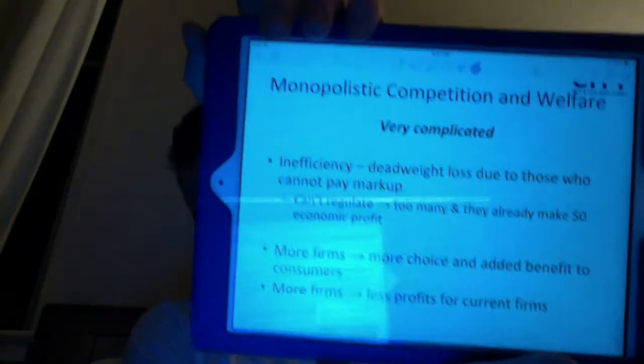Okay, so let's talk about welfare now. Monopoly and perfect competition are a little simpler than monopolistic competition and oligopoly. This is a very complicated situation. First, you do need to know that this is inefficient. However, even though it's inefficient, that doesn't necessarily mean it's a bad thing for consumers and producers. So there is this deadweight loss because there's markup, people aren't paying it.